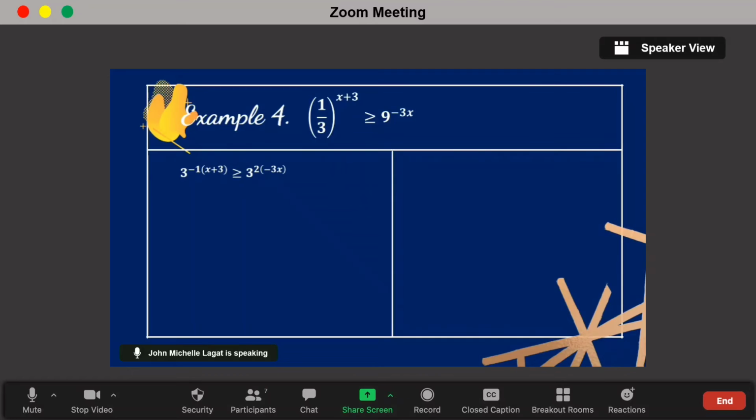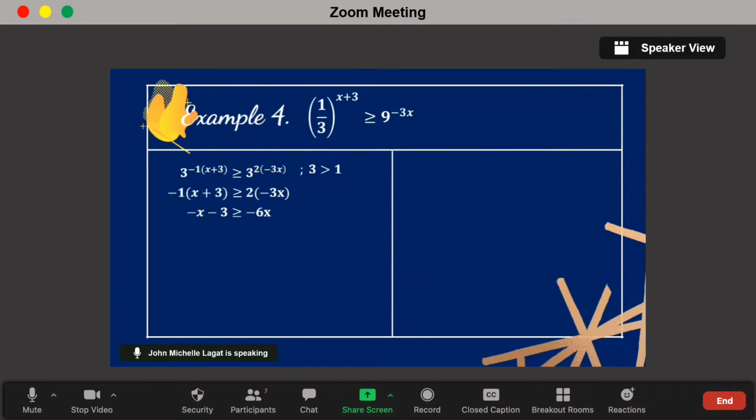Now that our bases are equal, we can proceed to solve using the one-to-one property by bringing down the exponents. Since our bases are greater than 1, following the properties of exponential inequalities, we retain the direction of the inequality symbol. Moving on, we can now proceed to solve for the variable. Negative 1 times the quantity x plus 3 is equal to negative x minus 3, and 2 times negative 3x is equal to negative 6x.